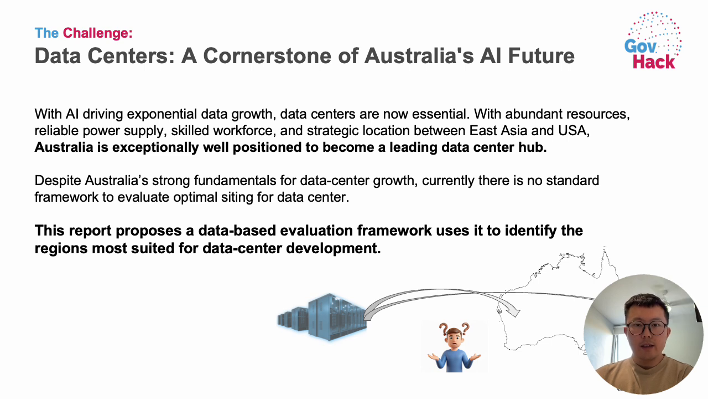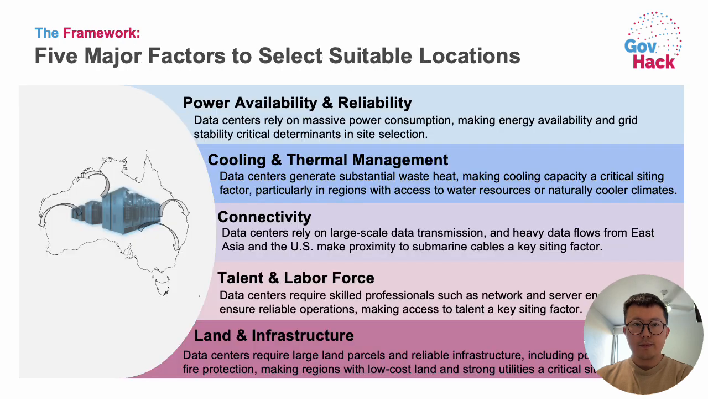But right now, there is no framework to help Australian stakeholders evaluate where to pick a great site for a data center. In this report, I propose a framework with 5 major factors to evaluate where to place a data center, which are power availability, cooling and thermal management, connectivity, talent, and land and infrastructure. In the following sections, I will briefly walk you through all of the factors.